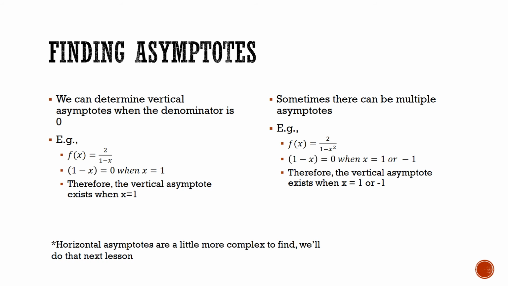You can sometimes have multiples. So we have 1 minus x squared, whether x is 1 or negative 1. That doesn't change the fact that x squared equals 1, so 1 minus 1 is 0. So at x equals 1 or x equals negative 1, this is going to be an asymptote.